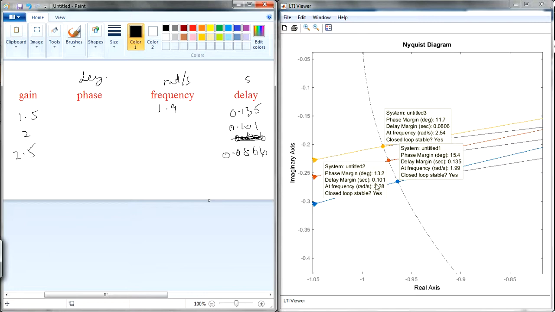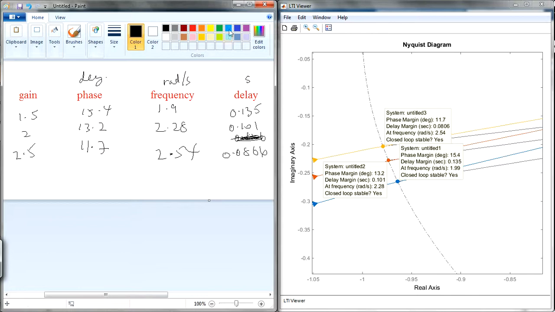So therefore, as you can see, the frequency is actually 2.28. And then the frequency for this is 2.54. And then for the phase, in degrees, it's actually 15.4, and then 13.2 and 11.7. As you can see, I didn't cheat the figures.